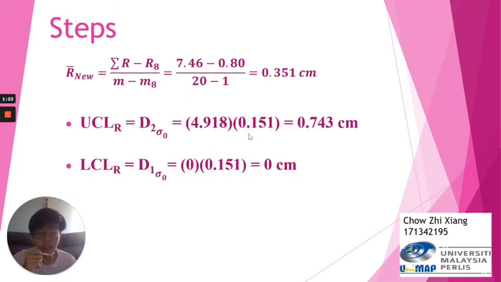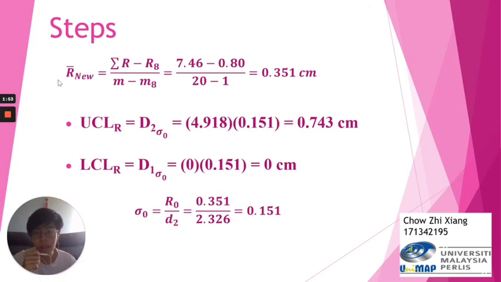So here are the formulas you can see here, d2 times sigma naught. The sigma naught is a bit out of line because of a technical issue here. It should be in the same line as d2. So these are the formulas. So where do we get the d2, d1 and the sigma naught? The sigma naught we get from R naught over d2. R naught is from the new R. You can see it's the same value here.